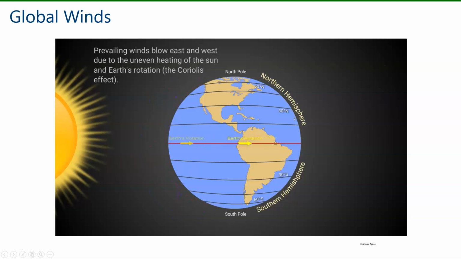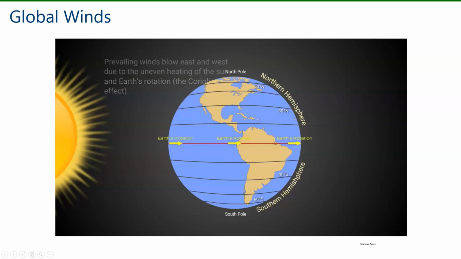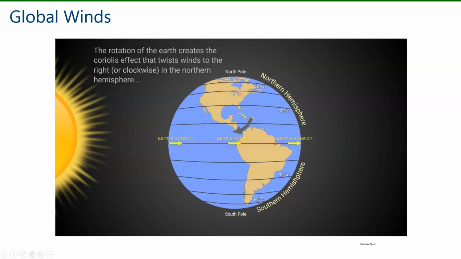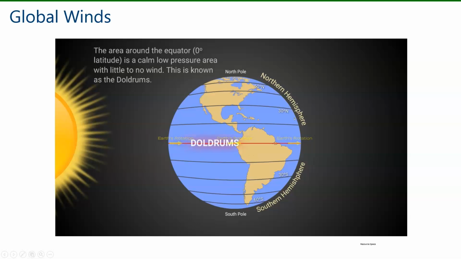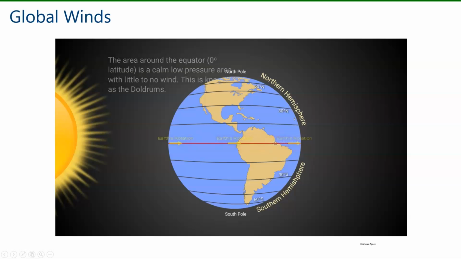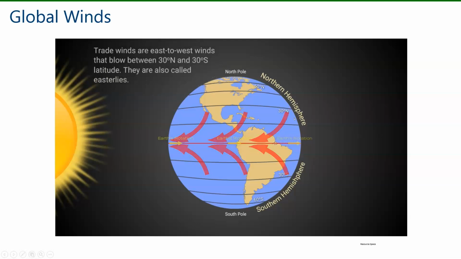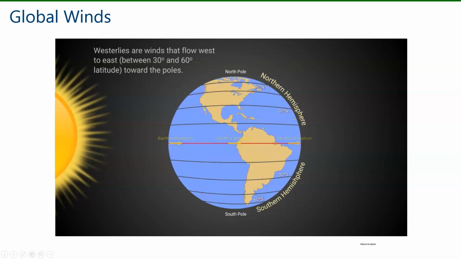Prevailing winds blow east and west due to the uneven heating of the sun and Earth's rotation, the Coriolis effect. The rotation of Earth creates the Coriolis effect that twists winds to the right or clockwise in the northern hemisphere, and the left or counterclockwise in the southern hemisphere. The area around the equator is a calm, low-pressure area with little or no wind. It's called the doldrums. Trade winds are east to west winds that blow 30 degrees north and 30 degrees south.